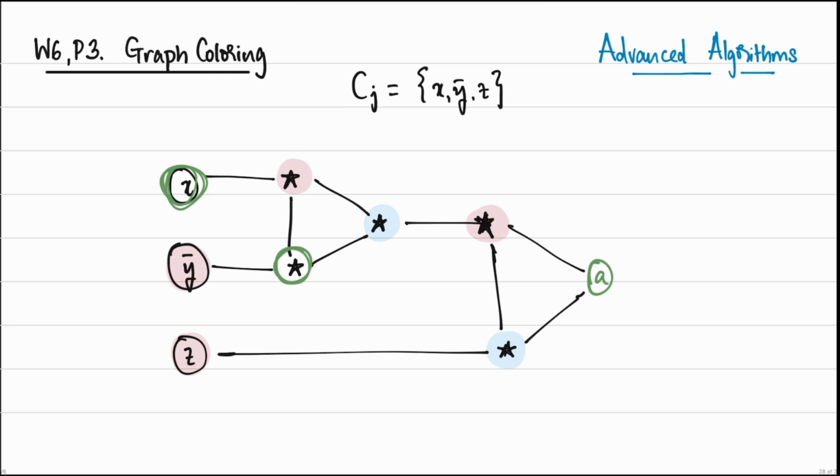If the green was on y bar instead, then that would be similar. If the green was on both x and y bar, that would also be fine, because then you could use blue and blue and red on this edge here, and then over here you could then use green to match up with the red blocker on the other side. So if either x or y bar or both were green, then you're happy.